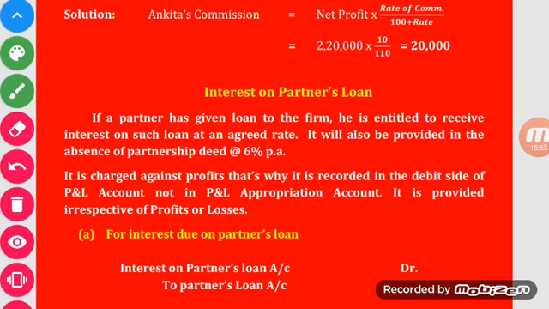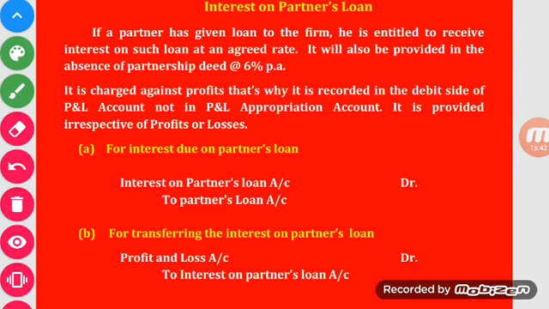The point to be noted here is that it is charged against profit. Interest on partner's loan is charged against profits. That's why it is recorded in the debit side of profit and loss account, not in profit and loss appropriation account. It is provided irrespective of profits or losses, whether the firm has losses or profits. In both conditions, interest on partner's loan is to be provided. Is it clear?